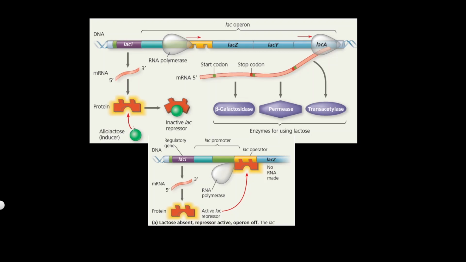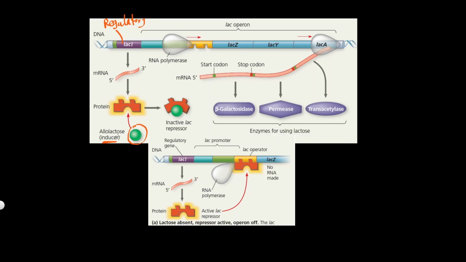All right, so if there is lactose or allolactose, in this case it's the same thing, it's an inducer, because it will induce or promote the synthesis of mRNA, which will get translated into making more lactase. So when allolactose is present, it will bind to the repressor protein. Remember, the repressor protein is made where? This purple gene is called the regulatory gene, and it gets transcribed into mRNA, and that's how the repressor protein is made.